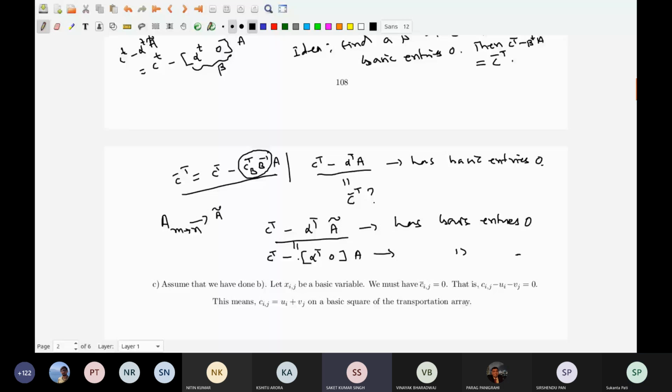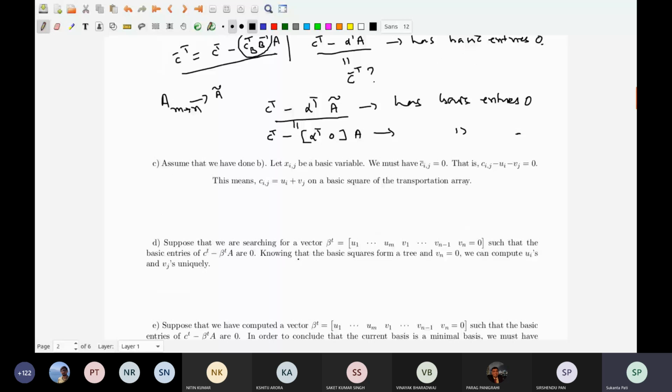Thank you, sir. Okay. Now suppose that you have done that. Somehow by magic you have got that beta, and now you have C transpose minus beta transpose A, which is nothing but C bar transpose. You have done. Okay. So for basic variables, if xij is a basic variable, then C bar ij will be 0. That is automatic.